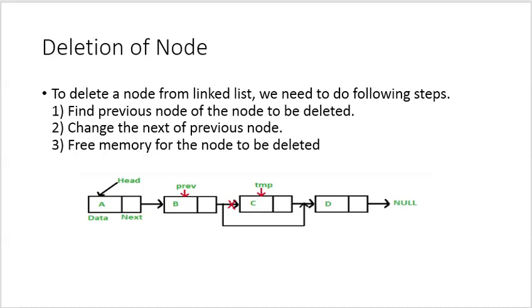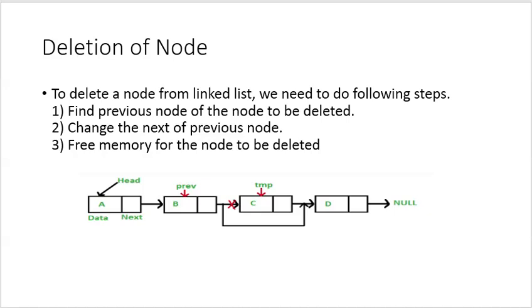So now coming to how you can delete a node. For deleting a node, you should first insert nodes. To delete a node from a linked list, we need to do the following steps. Find the previous node of the node to be deleted, for example here the C node is deleted. For this we have to find the previous pointer, which is pointing to the node which we want to delete, and change the next of the previous node. So here we have to change the next pointer and free the memory of the node to be deleted, because then this pointer will be pointing to the next node of the deleted node.